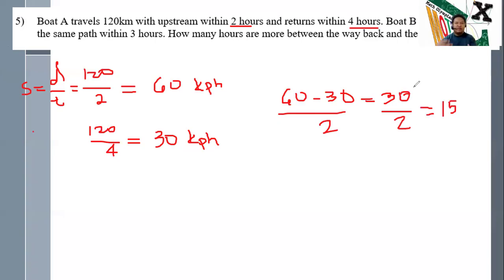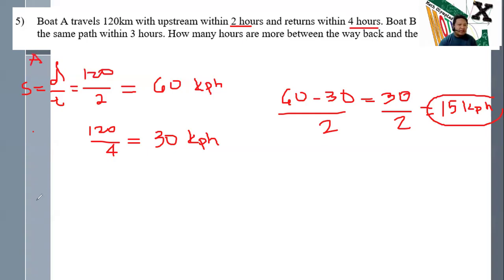If you subtract those two speeds, if you average or subtract the difference of the two, because the water is helping forward and the water is against it going upward. So if you subtract those two and divide it by 2, that will give us the speed of the water. So the speed of the water right now is 15 kilometers per hour. Okay, so because of that, we can now solve the question here at hand, because we know that the speed of the water is 15 kilometers per hour. So this is for letter A right now.